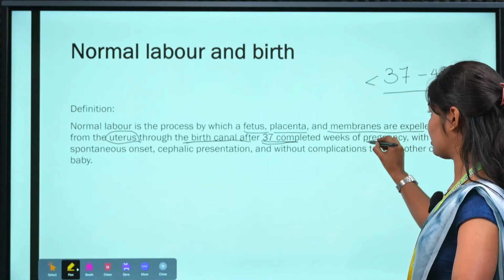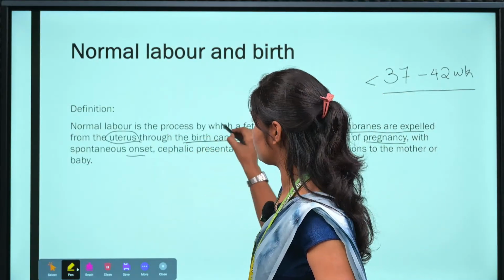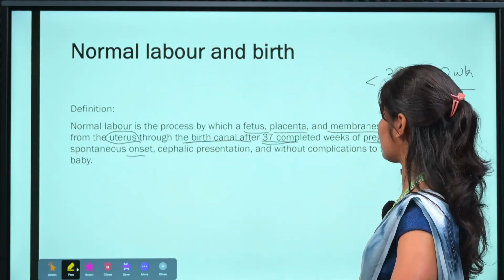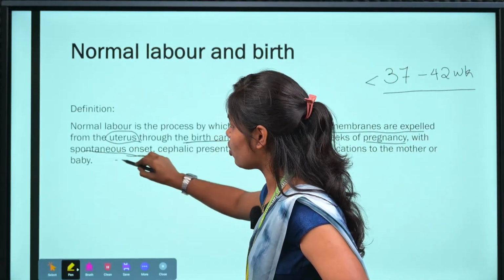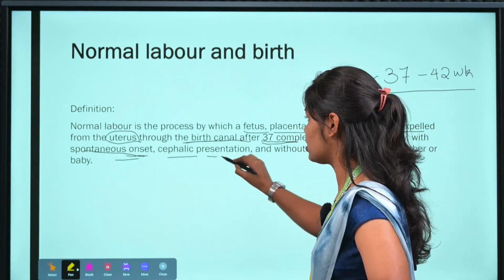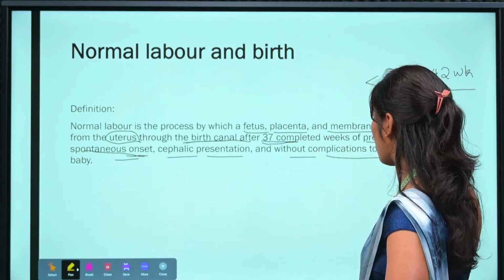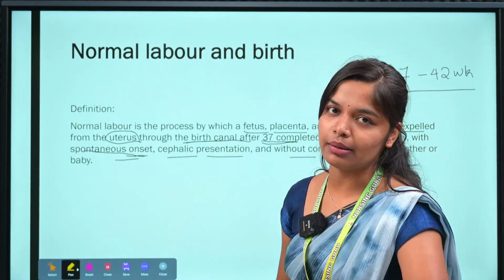In normal labor, the fetus, placenta and the membranes will be expelled from the uterus spontaneously, that means at one time, with cephalic presentation and without any complication to the mother and the baby. That we will call normal labor and the birth.